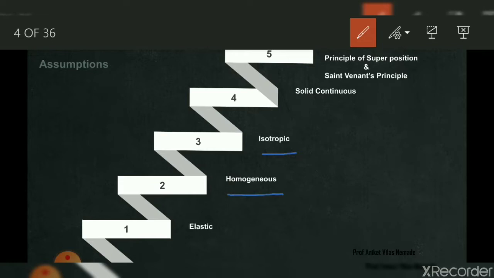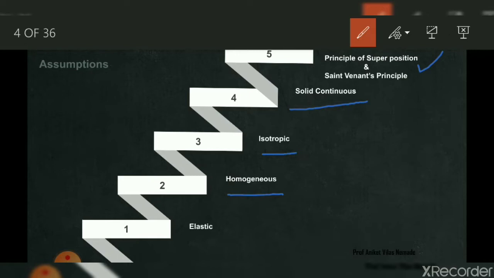Then the next assumption is that the body is assumed to be a solid continuous structure. It means there are no voids in the body. Then the next assumption is that the principle of superposition is valid. What is the principle of superposition? The combined effect of the force system acting on a rigid body is the sum of the effects of individual forces. We already learned this principle in engineering mechanics.